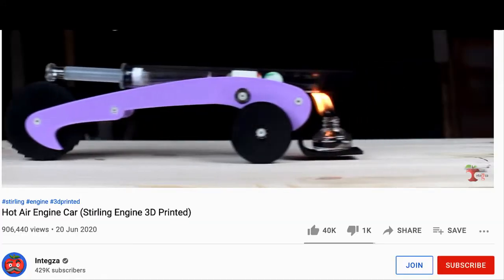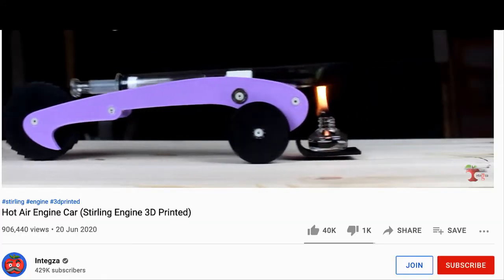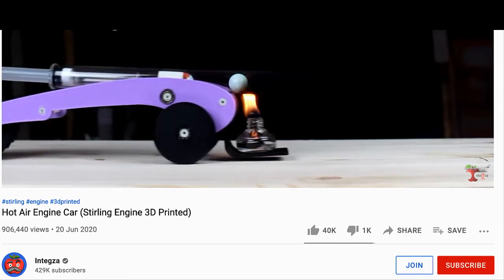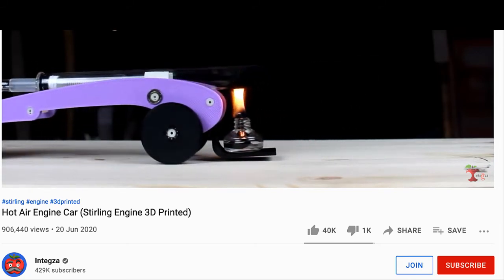The displacer is not in phase with the piston. It differs by a quarter cycle. Integza has a bunch of marbles for the displacer and uses the tilt of the cylinder to move them at the right point of the cycle. Like Carnot's cycle, the Stirling cycle can be run backwards, but there's a difference.